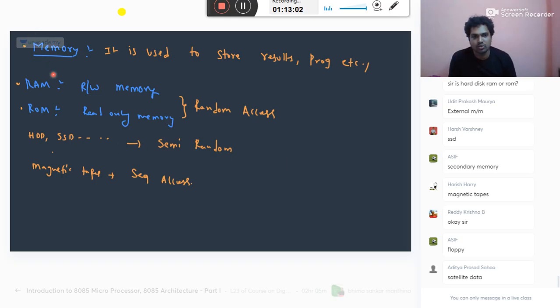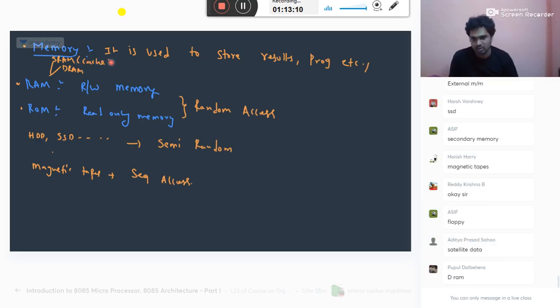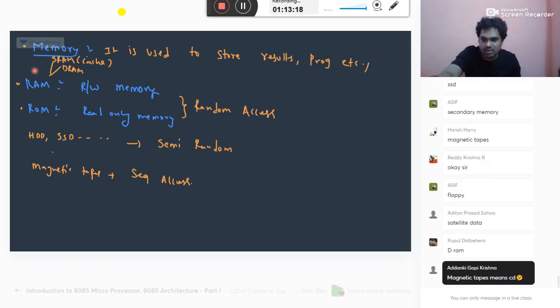And here RAM also you have two types, SRAM and DRAM. This is generally what you use in cache memory of the computer. Generally RAM is used to store the required data. Access time is more here, access time is less here. Access time means the time required to read the data or write the data into it.